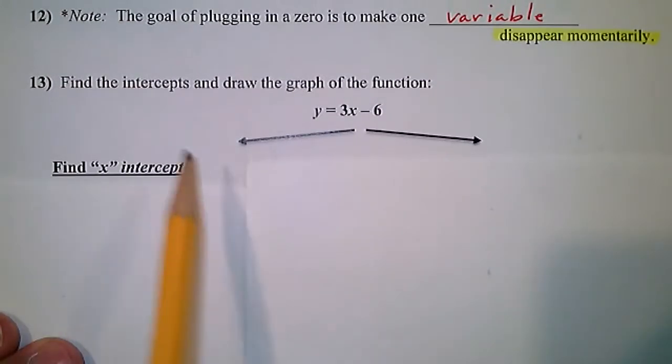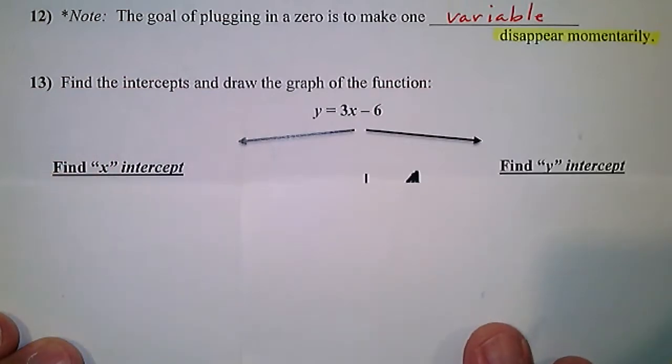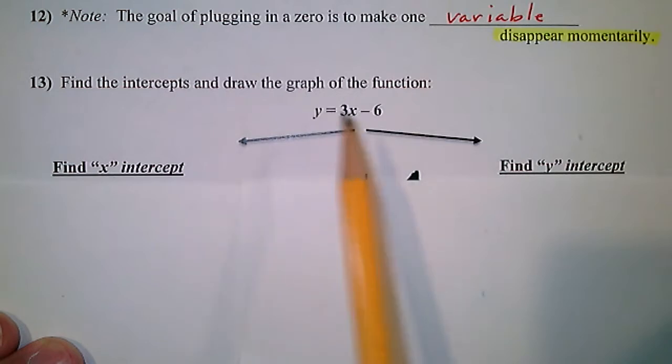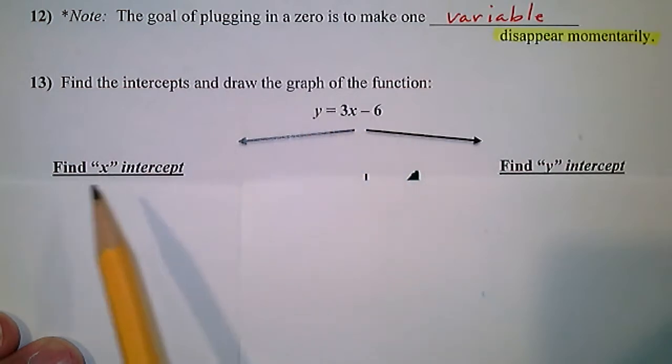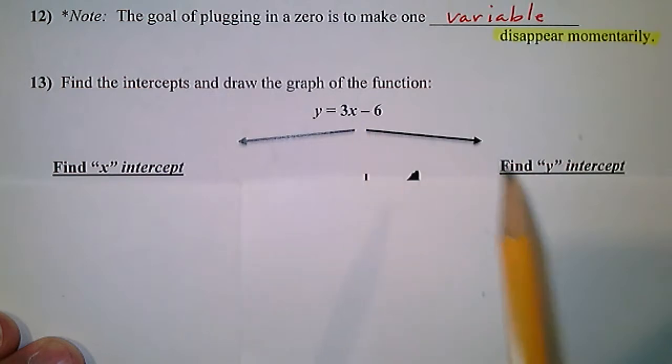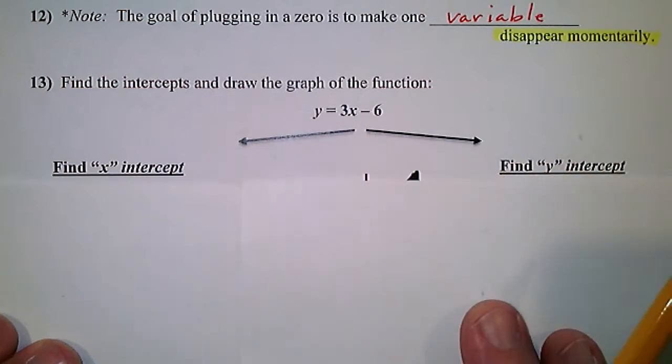I need to solve it for my x-intercept, and then I'm gonna come over here and solve it for my y-intercept. So when you're doing this on your own, you've got your function, your equation, and then just draw an arrow over here for your x, and then an arrow over here. So I already have it set up for you.